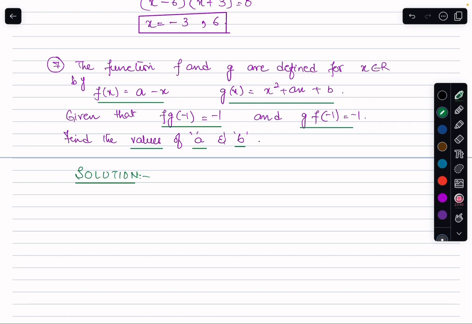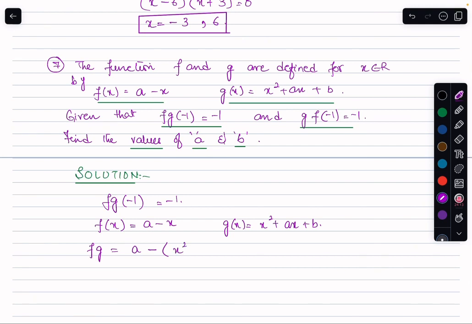So starting with the first given condition, which says that f of g of minus 1 equals minus 1. Let's first find f of g. Our function f is a minus x and our function g is x squared plus ax plus b. To find f of g, I should be substituting the function g in place of x.